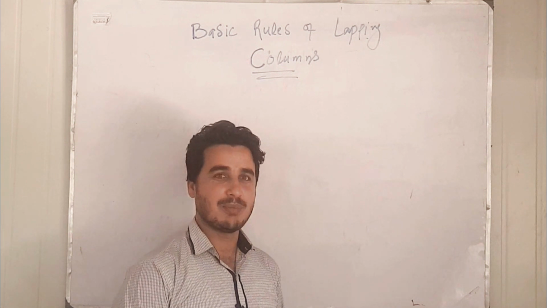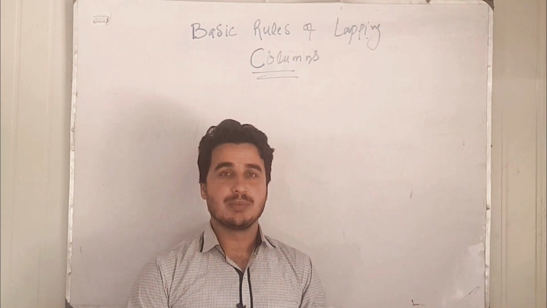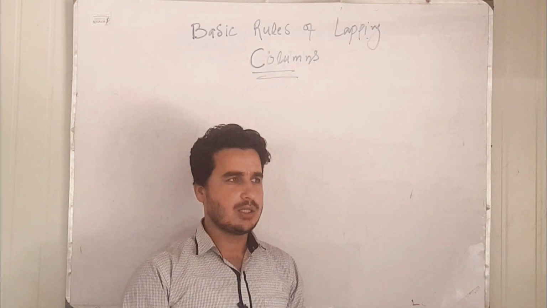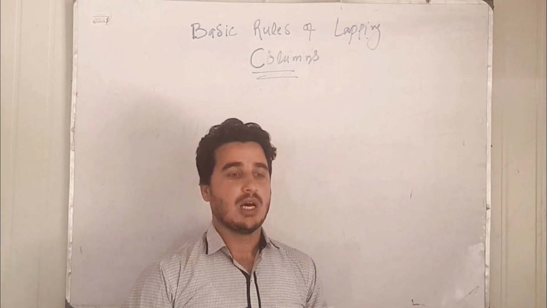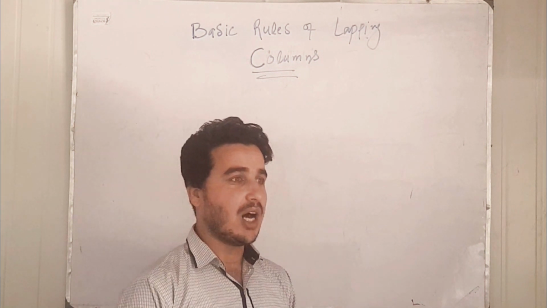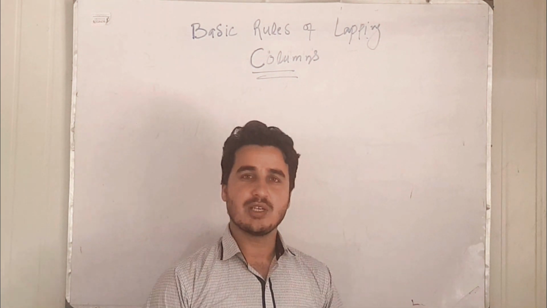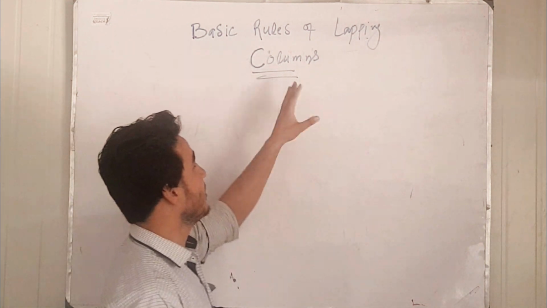Today's lecture is about the basic rules of lapping columns. There are some thumb rules, you can call it. These might not be thumb rules, they might be code rules, but you will have to keep them in your mind all the time so that you may face no problem during the construction process or during the design process. So today's topic is about the basic rules of lapping columns.